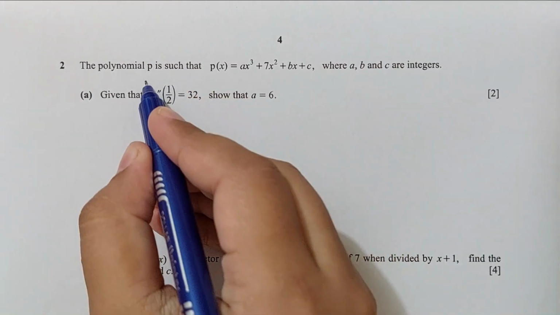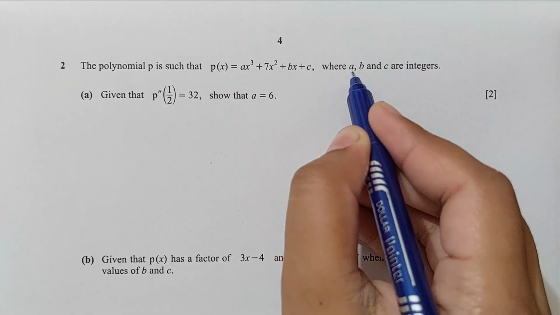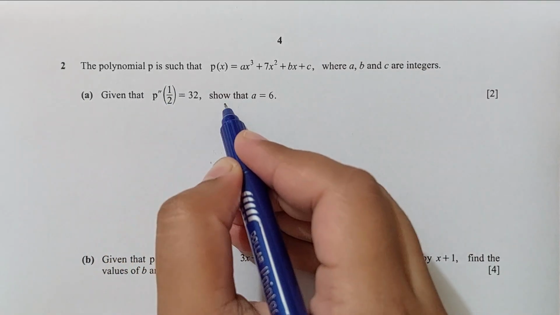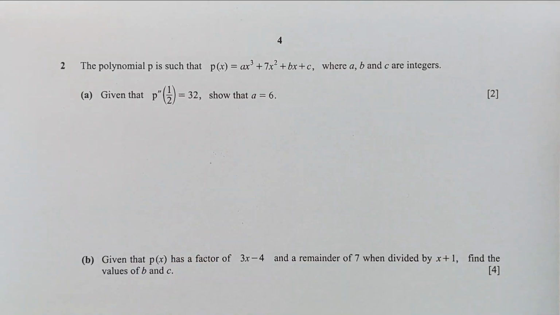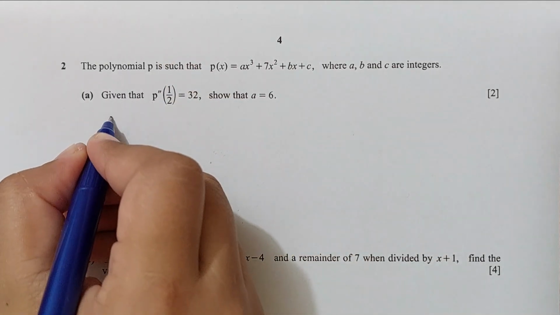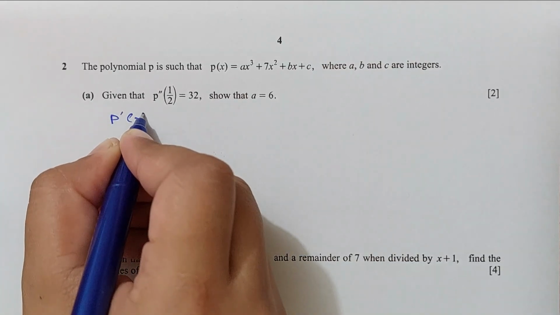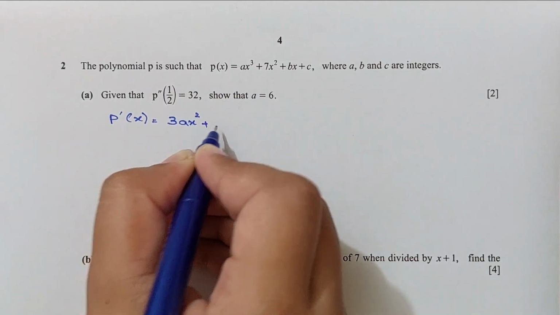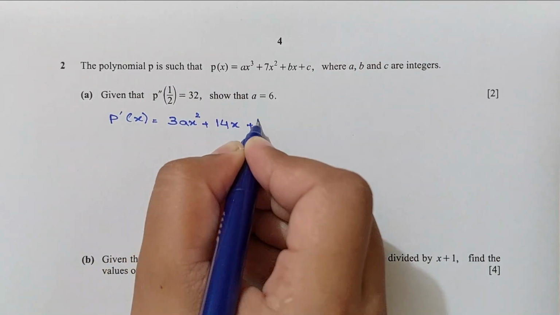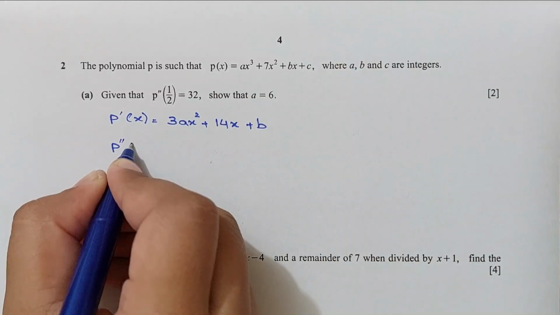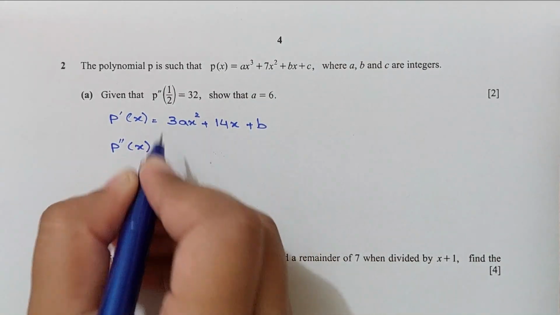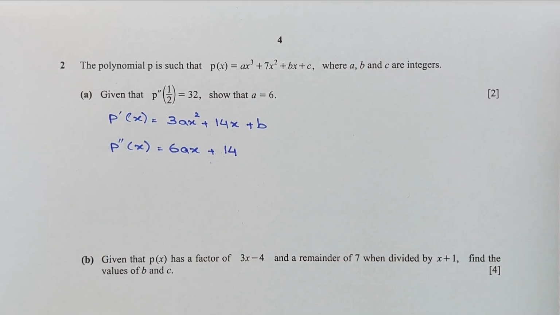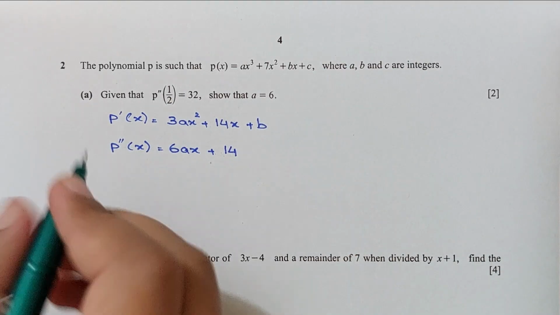Question number 2, the polynomial p is such that p of x equals this, where a, b and c are integers. Part A, given that p double prime of 1 by 2 is 32, show that a equals 6. Okay, so let me solve for p prime of x, which equals 3ax square plus 14x plus b. Now p double prime of x is 6ax plus 14.